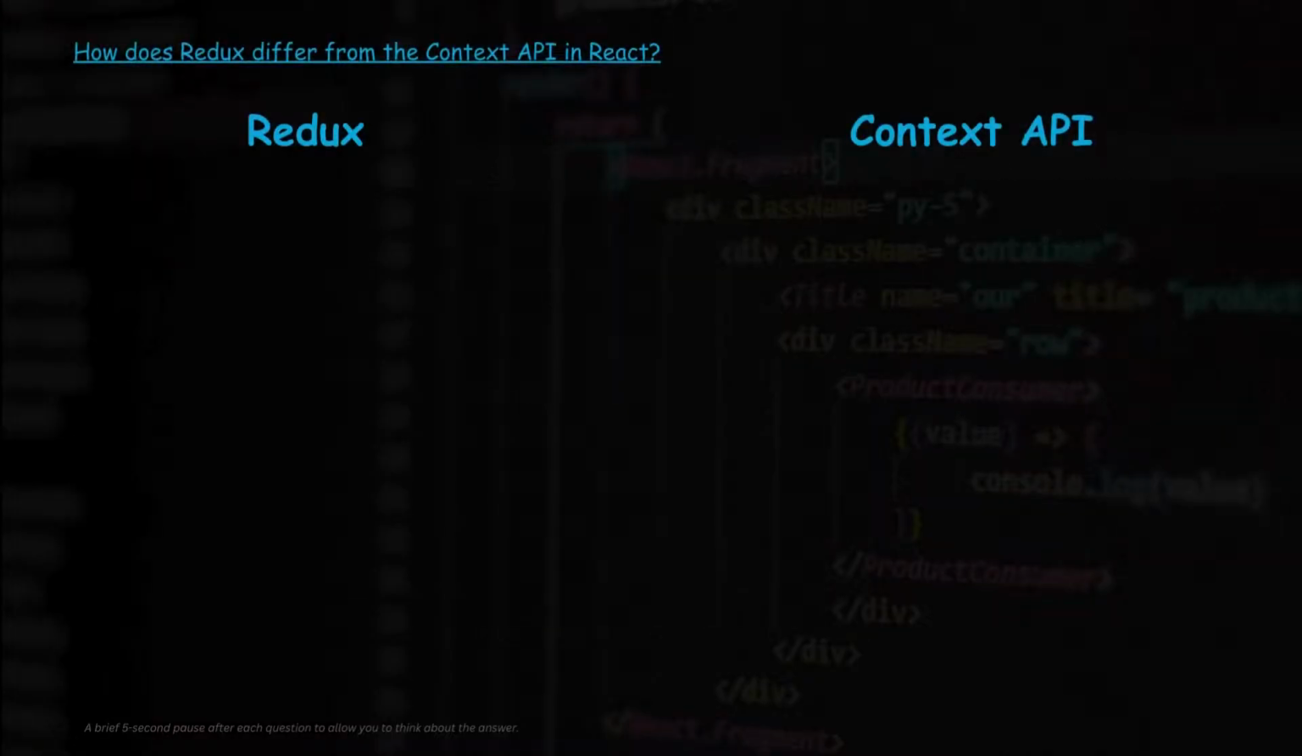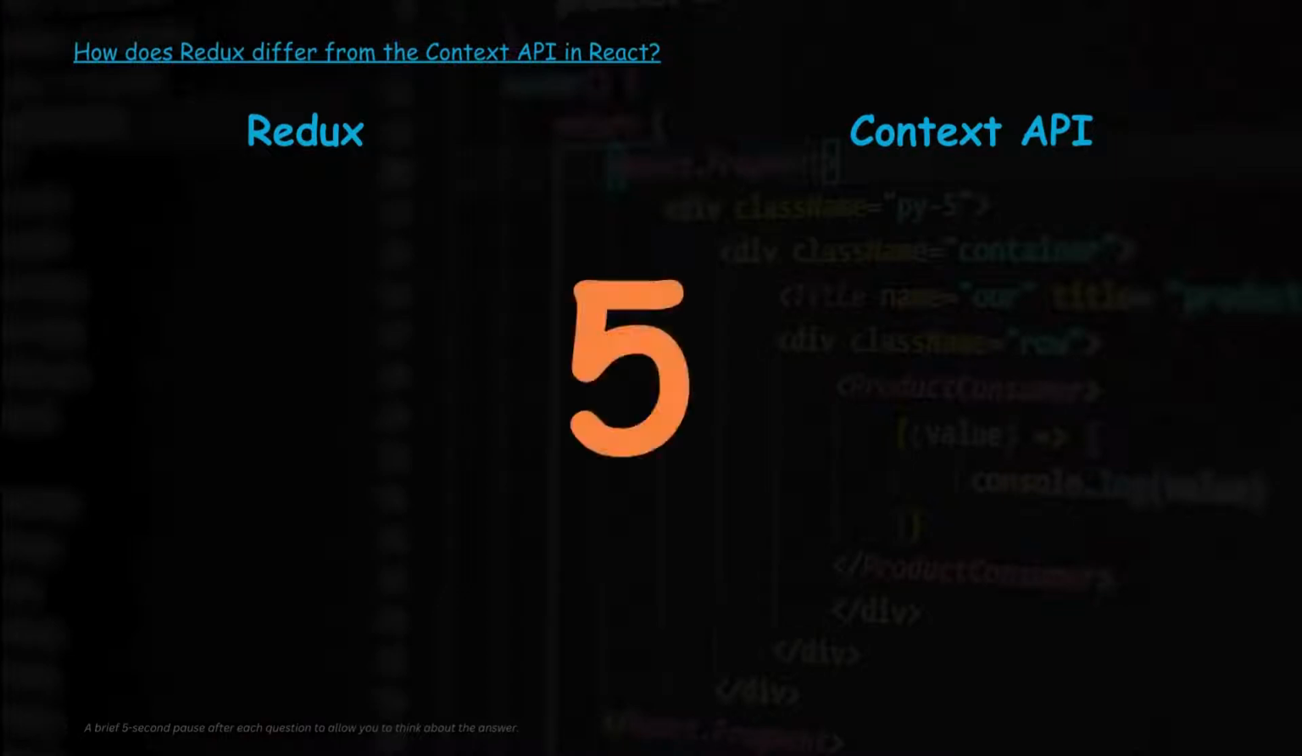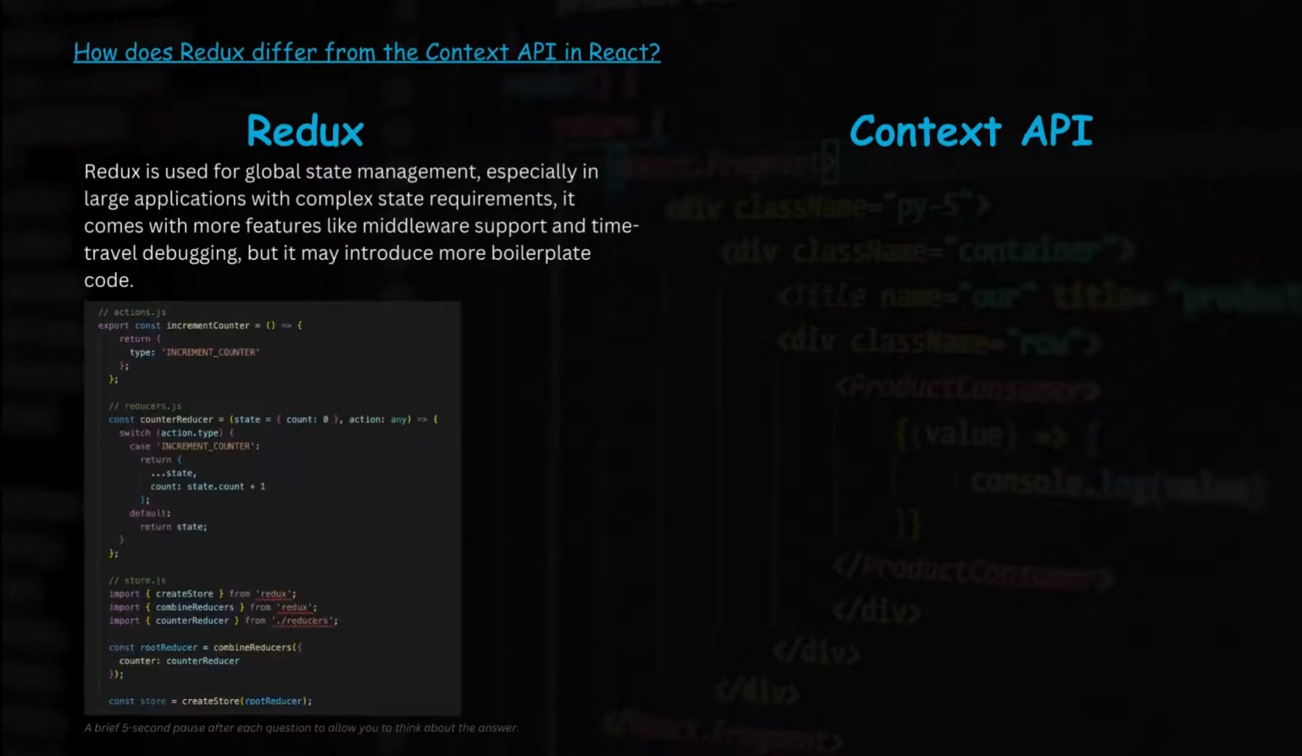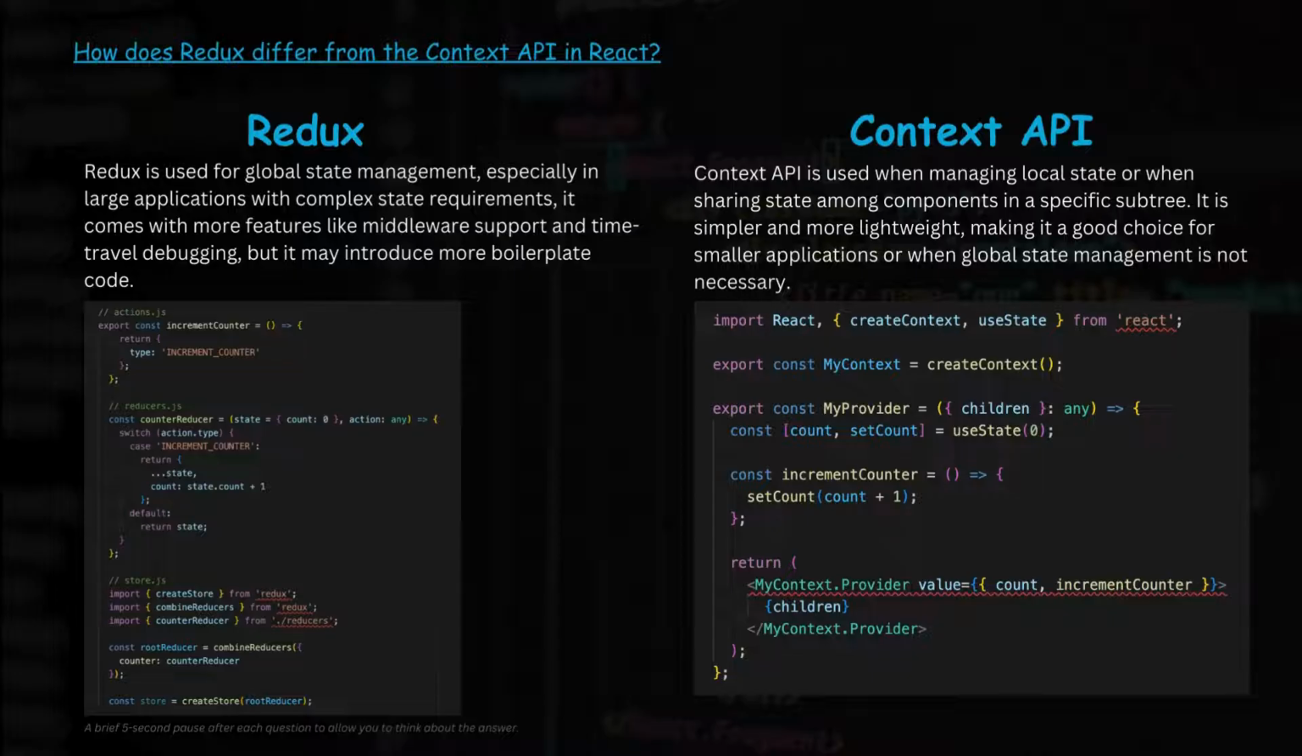Question 13. How does Redux differ from the context API in React? Redux is used for global state management, especially in large applications with complex state requirements. It comes with more features like middleware support and time travel debugging, but it may introduce more boilerplate code. While Context API is used when managing local state or when sharing state among components in a specific subtree, it is simpler and more lightweight, making it a good choice for smaller applications or when global state management is not necessary.